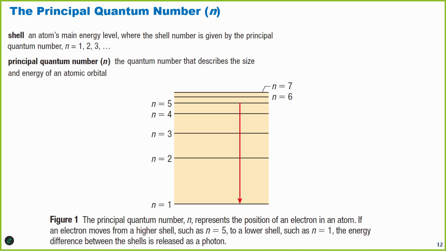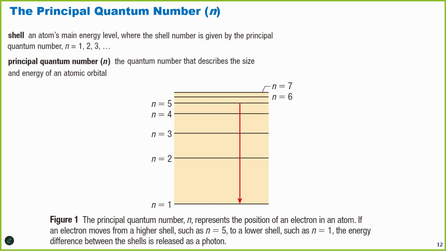Okay, the first number is called the principal quantum number, which is denoted by the letter n. Energy levels in an atom are sometimes called shells. Bohr devised this numbering system and called the shell number the principal quantum number. The principal quantum number n is a quantum number that describes the size and energy of an atomic orbital. It has whole number values, for example, 1, 2, 3, and so on.